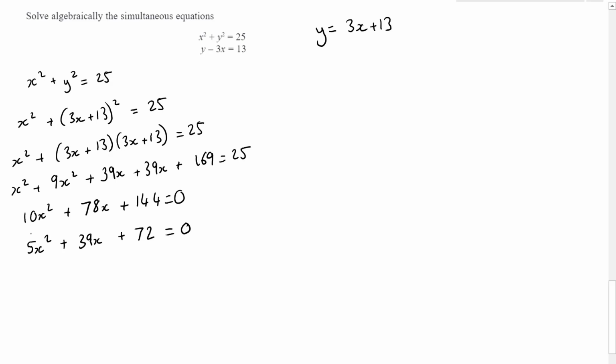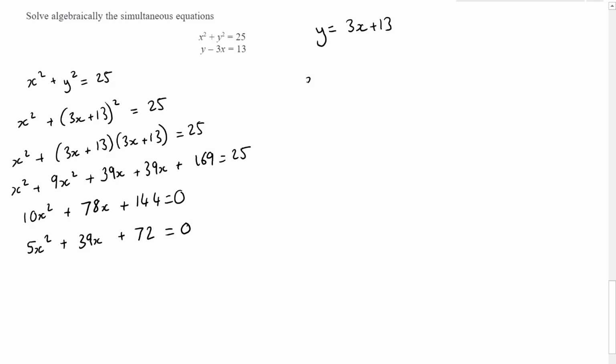So you could try to find something that's going to factorize to get to this, but you're going to be working with something that's 5 times 72, which is going to be 360, and then looking for something that multiplies to give you 360 and adds to give you 39. And that's probably going to be quite difficult. So I would say, as a simpler escape plan, let's just put it into the quadratic formula.